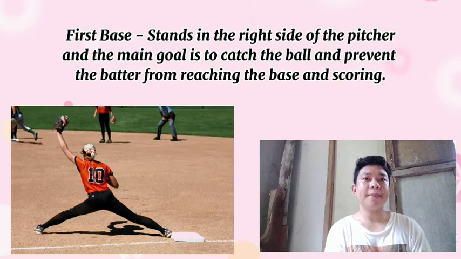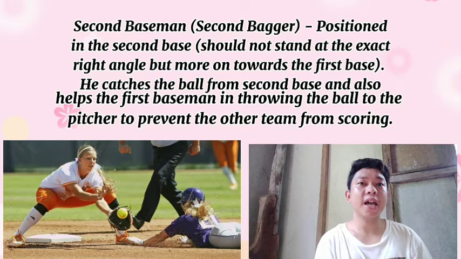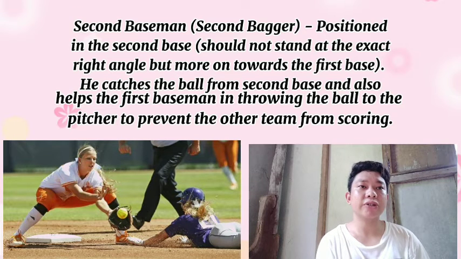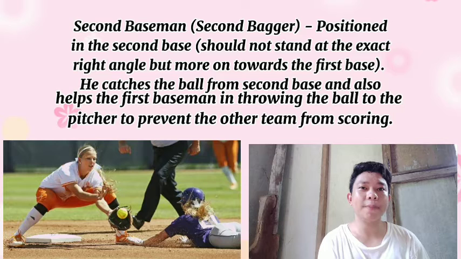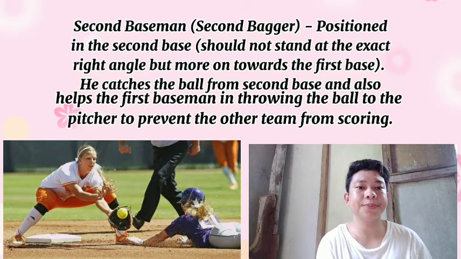Next is the first base, who stands on the right side of the pitcher, and the main role is to catch the ball and prevent the batter from reaching the base and scoring. Next is the second baseman or the second bagger. Position in the second base should not stand at the exact right angle but more towards the first base. He catches the ball from second base and also helps the first baseman in throwing the ball to the pitcher to prevent the other team from scoring.